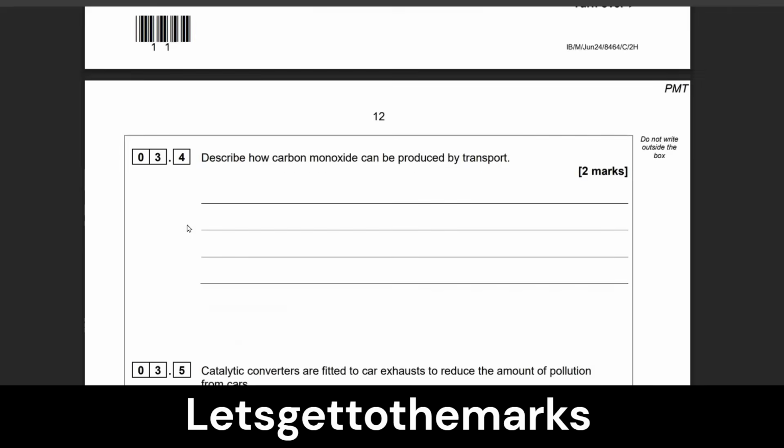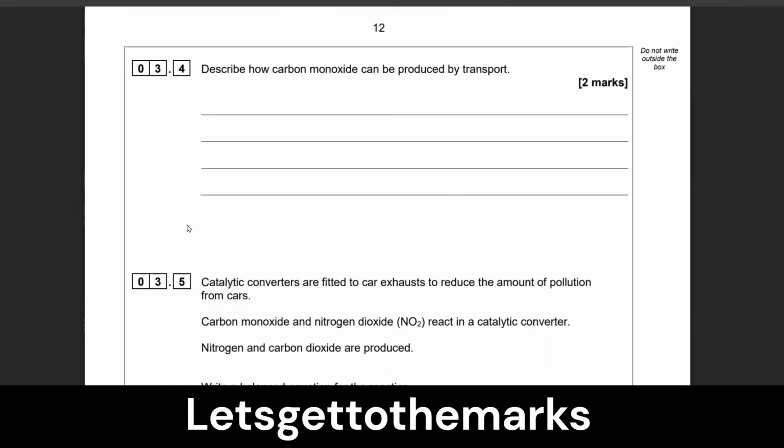Oh, I'm tired. 3.4, describe how carbon monoxide can be produced by transport. So, carbon monoxide has the formula CO. Pause the video, explain how it's produced. Okay, I'm going to go through how it's produced. It's made by something called incomplete combustion. So it is made from incomplete burning or combustion, as is the funky term.